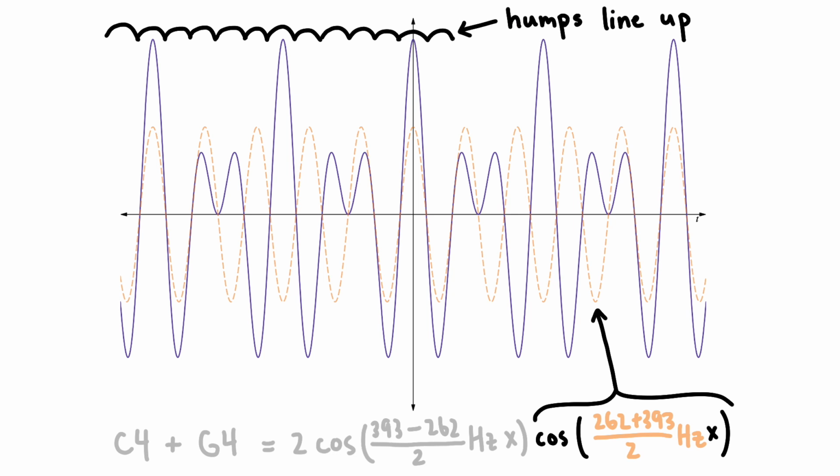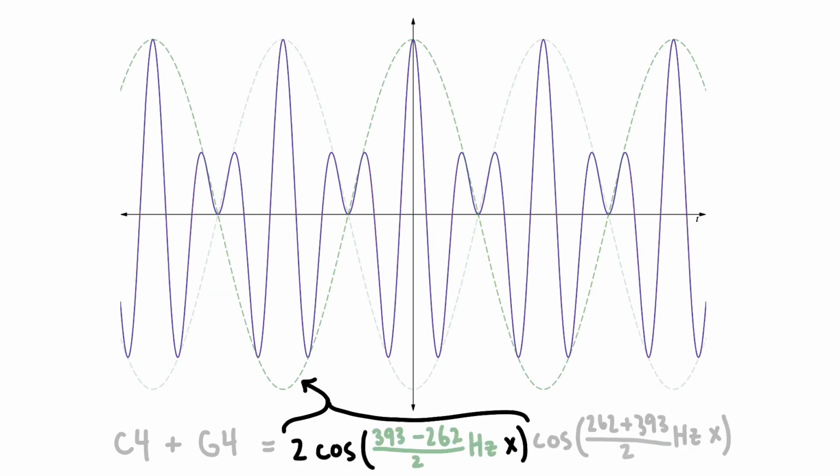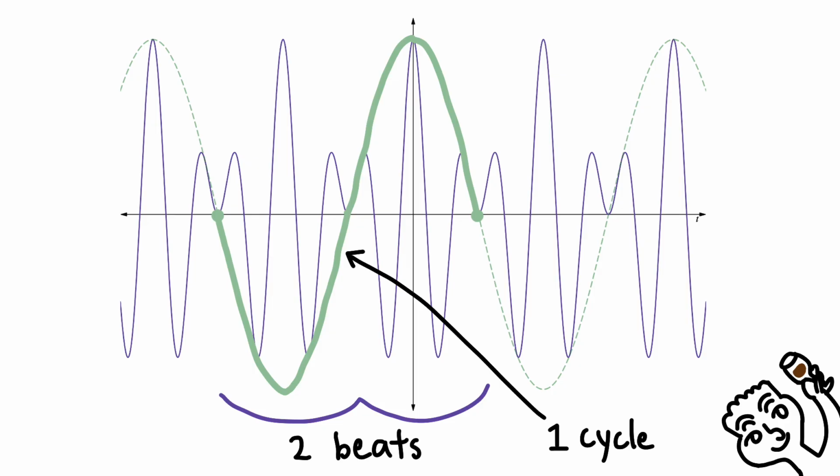The wave inside each beat has the average frequency of C4 and G4, while the wave lumps are enveloped by a wave with half the frequency of G4 minus C4. This envelope wave determines how fast the beats come. The interesting thing is, you get 2 beats for each cycle of the envelope wave, i.e. the beats come at twice the frequency of the envelope wave.